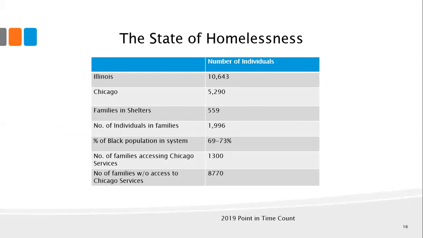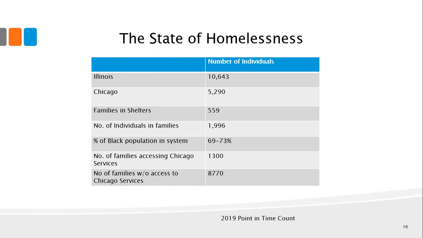Every year, communities conduct a point in time count to collect data on sheltered and unsheltered people experiencing homelessness on a single night in January. The report for Chicago is produced by the Department of Family and Support Services and the UIC Center for Neighborhood and Community Improvement.